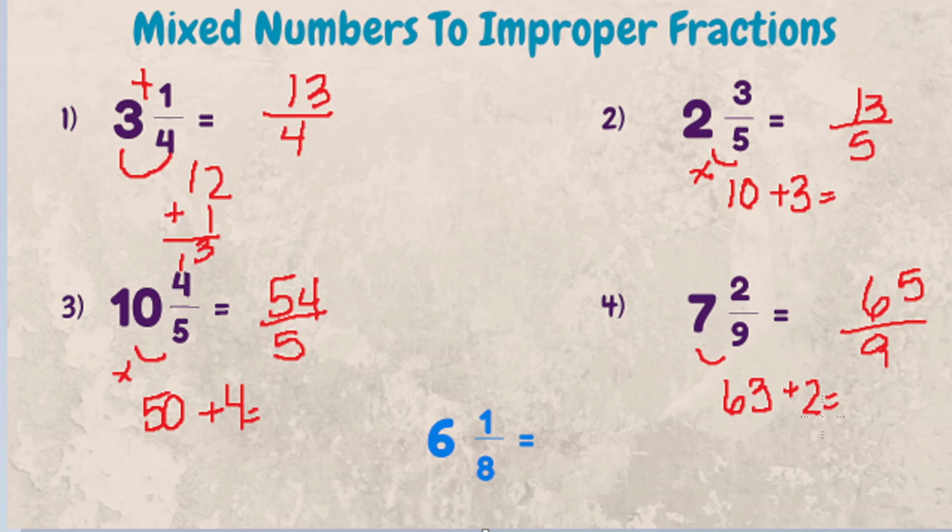So now that we've been through 4 examples, I have one here for you to work out on your own. Convert 6 1/8 to an improper fraction. Leave me your answer in the comments.